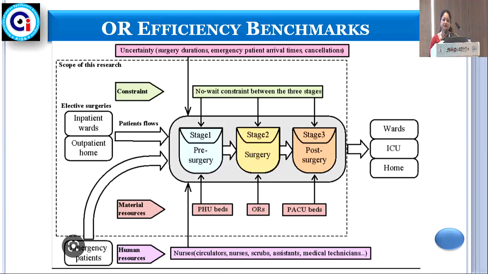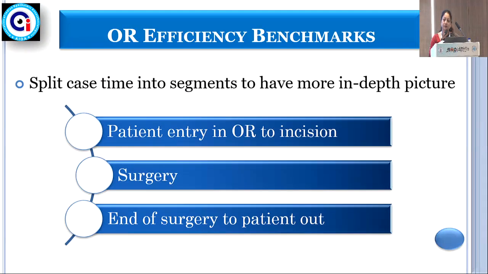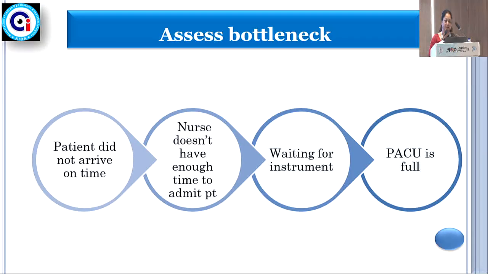So, OR efficiency benchmark: this was the table which I got from one of the sources. There are 3 levels where the constraints are: material, sources and human resources. One should work on these 3 places to reduce the OT time and improve the efficiency. So it can be divided into 3 types: patient entry into the OR till the incision, during the surgery, and end of the surgery to the patient out. These 3 areas will have different types of problems, so they should be tackled one by one separately.